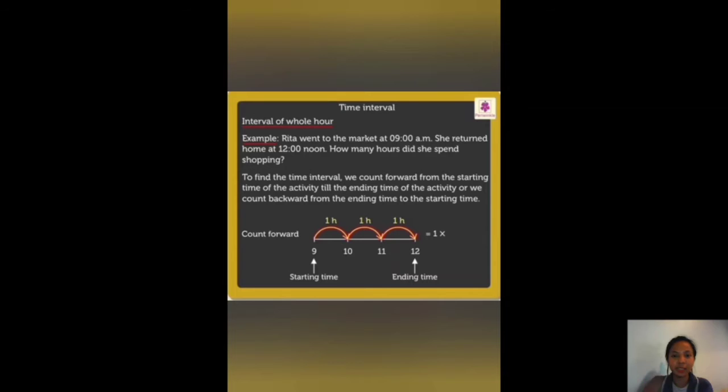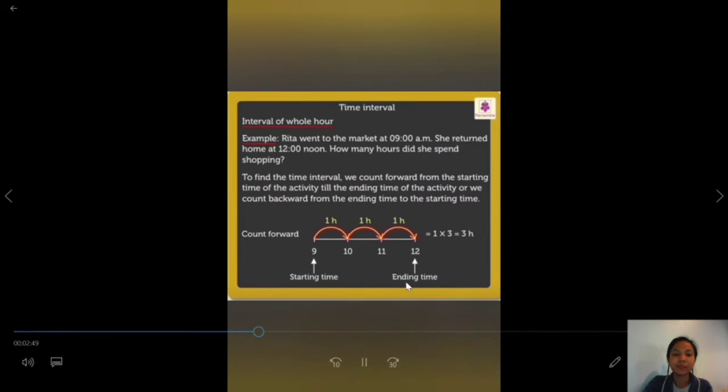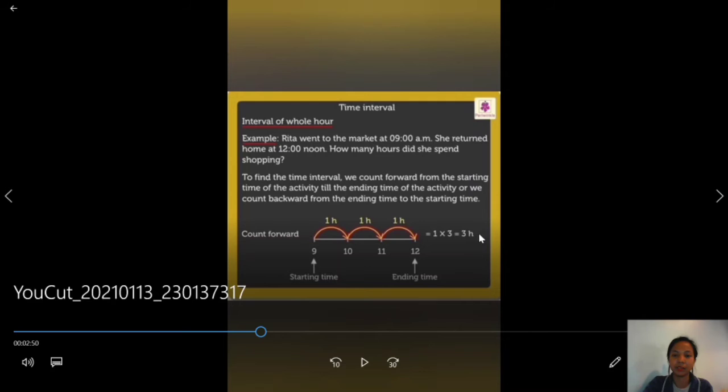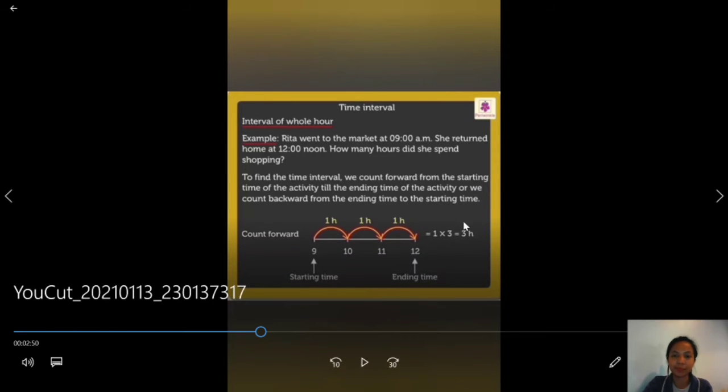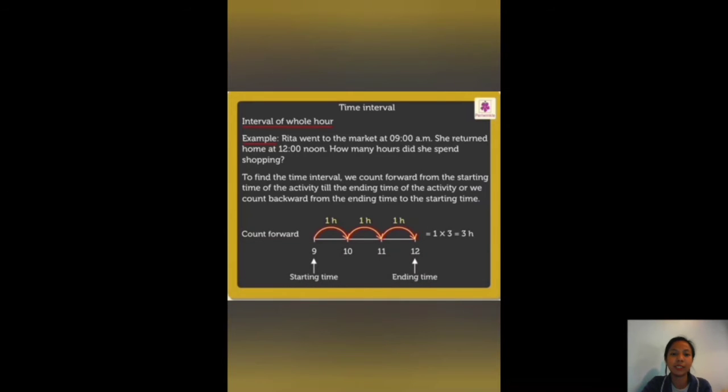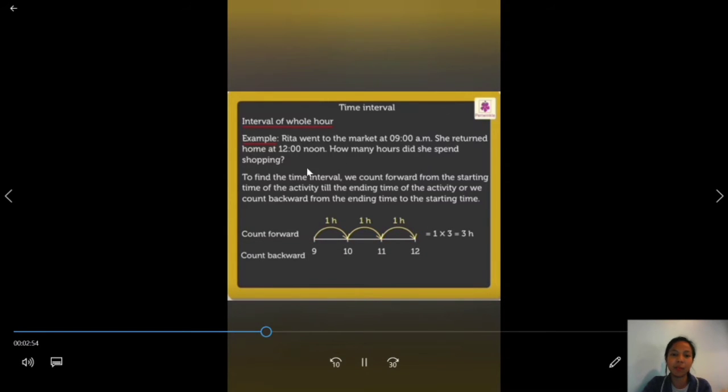So how many hours did she spend shopping? It's 3 hours. H stands for hour, and M, or M-I-N, for minutes. Again, how many hours did she spend shopping? 3 hours. So that's how you get the interval of time. Next, we have more examples. This one is for the whole hour.